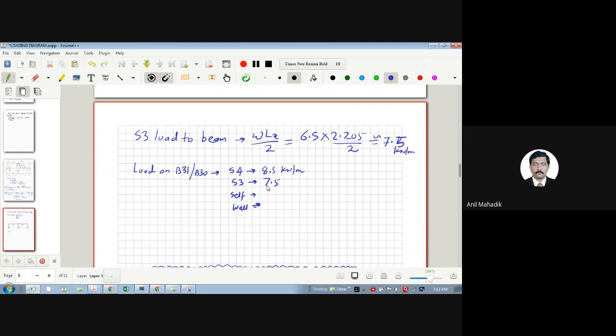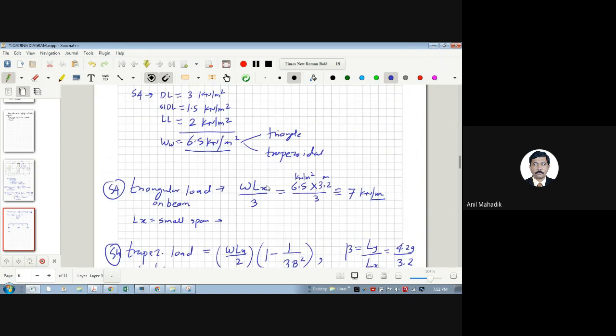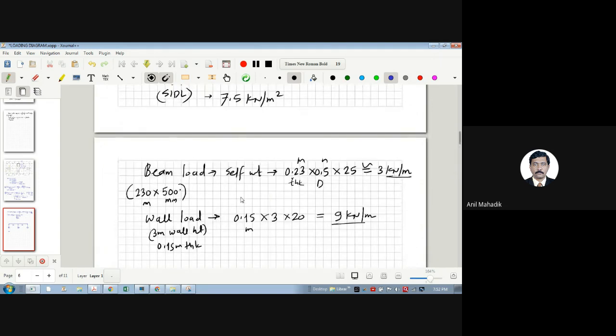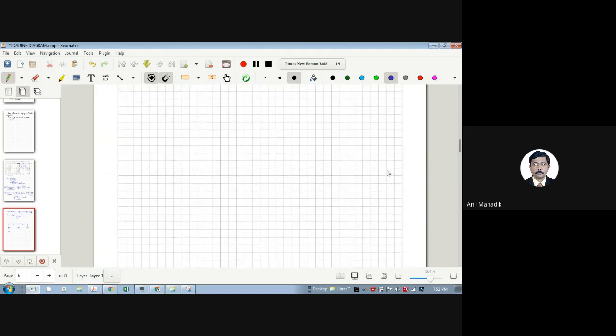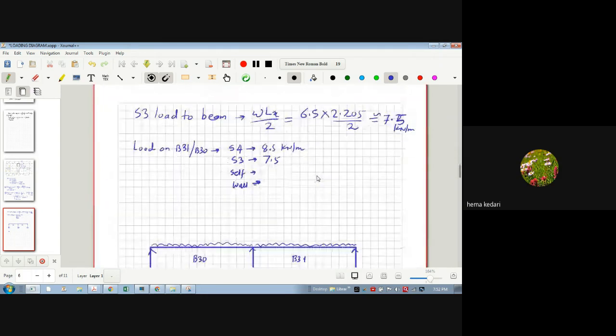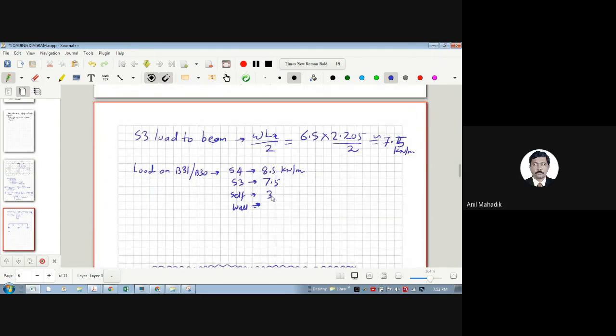Self weight कितना निकाला था हमने? Self weight of beam ऊपर है ना, I think beam self weight 3 kilonewton per meter. So let's write down 3 kilonewton per meter. And wall load 9 kilonewton per meter, right? So the total load comes out to be 28. This is working load. Please, working.